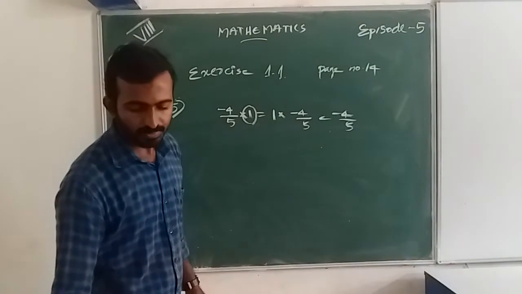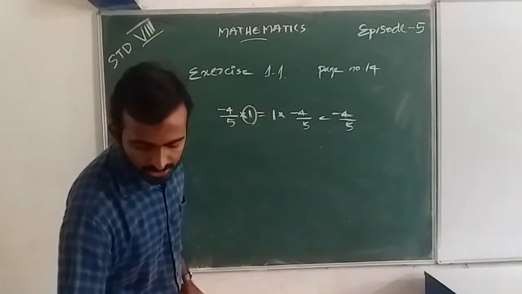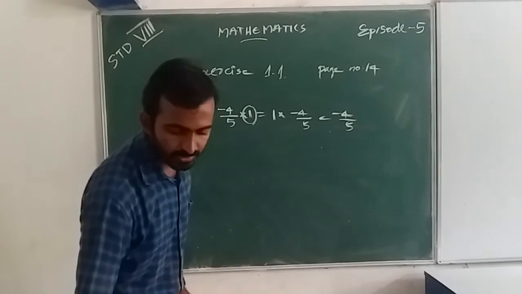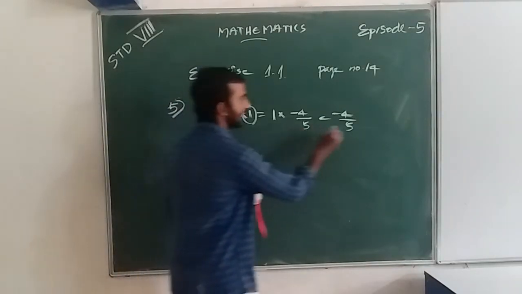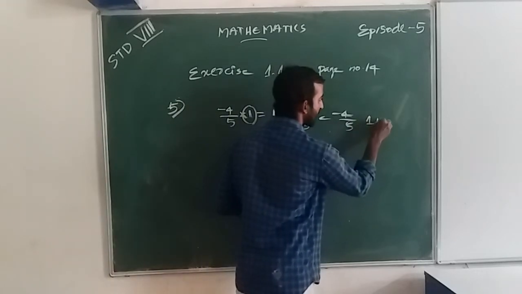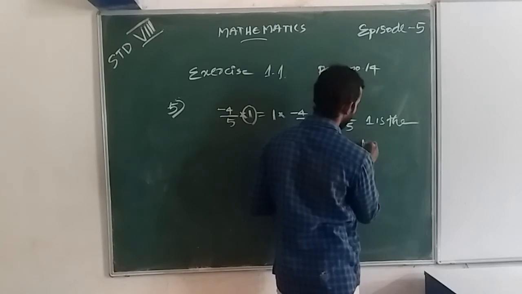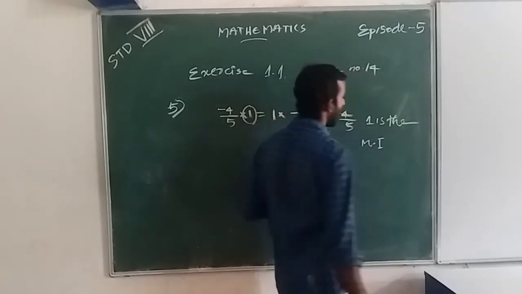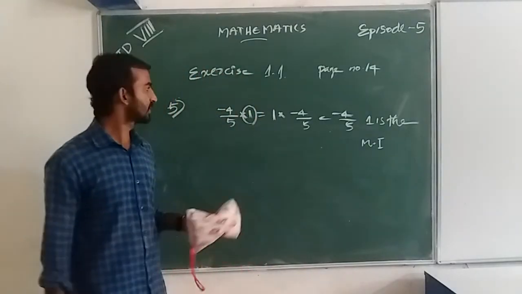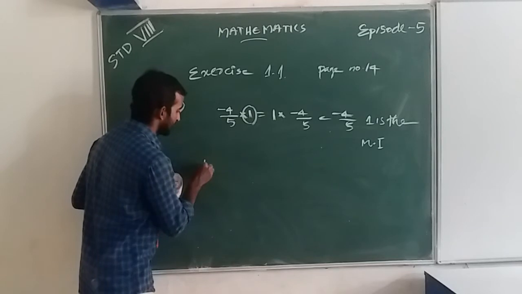And what is the second question? Here one is the multiplicative identity. And the second one is, what is second?